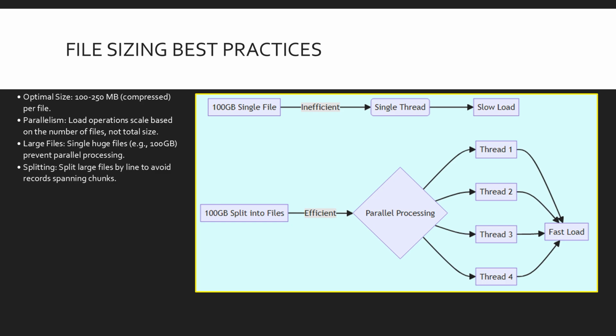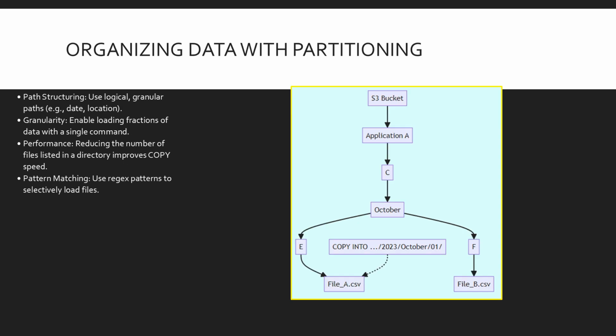Visualizing the impact of file sizing. On the top path, a single large file forces a single processing thread, resulting in a slow load. On the bottom path, we split that same data into multiple 100 MB files. This enables parallel processing, where multiple threads, represented here by thread 1 through 4, ingest the data simultaneously, resulting in a significantly faster load.